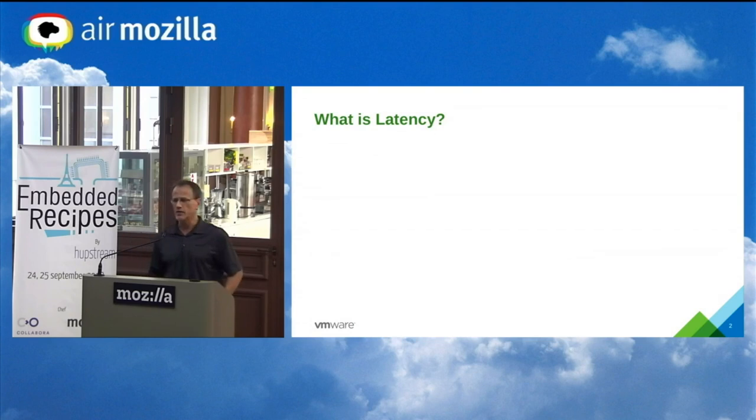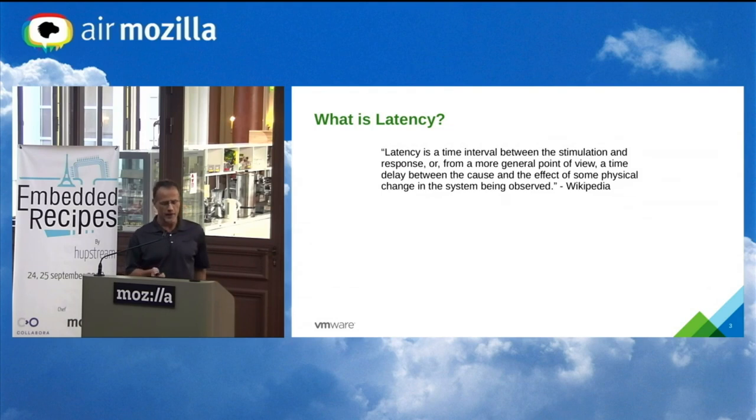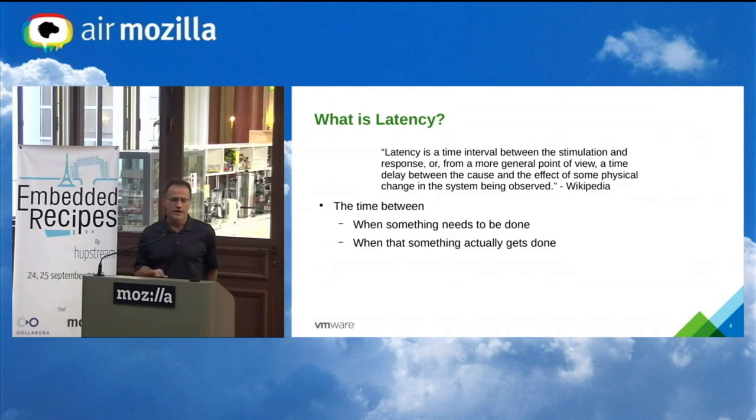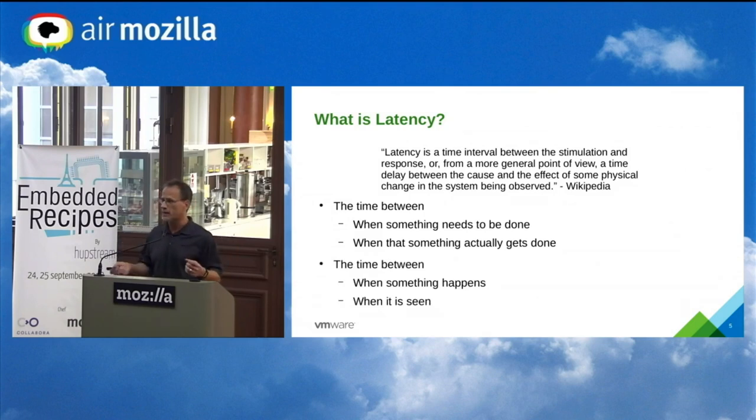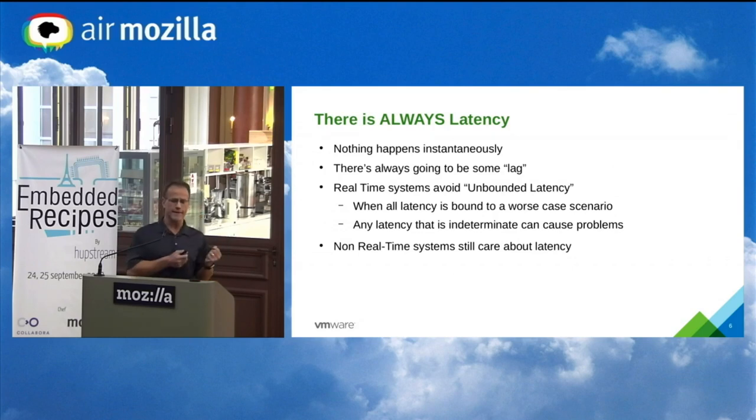There we go. So, first thing I do is ask the question, what is latency? I'm assuming everyone here knows that answer. So, according to Wikipedia, latency is a time interval between the stimulation and response, or from a more general point of view, a time delay between the cause and effect of some physical change in the system being observed. In other words, it's the time between something needs to be done and the time it actually gets done. And it doesn't even have to be an actionable thing. It could just be the time from when something happens to the time you actually see it happen. So these are latencies. And the length of that latency is important, especially in the embedded and real-time world. But there is always a latency.